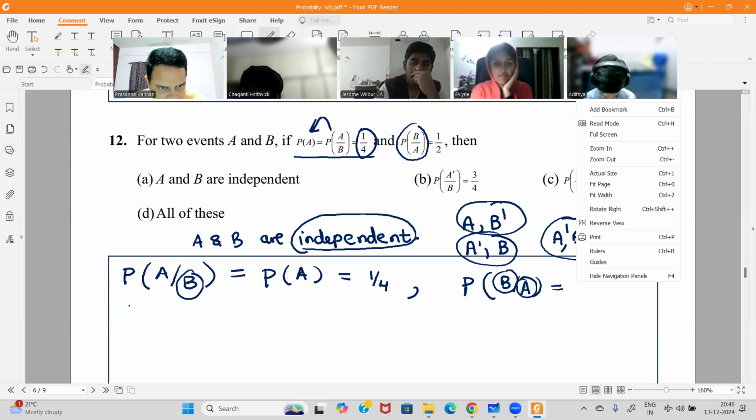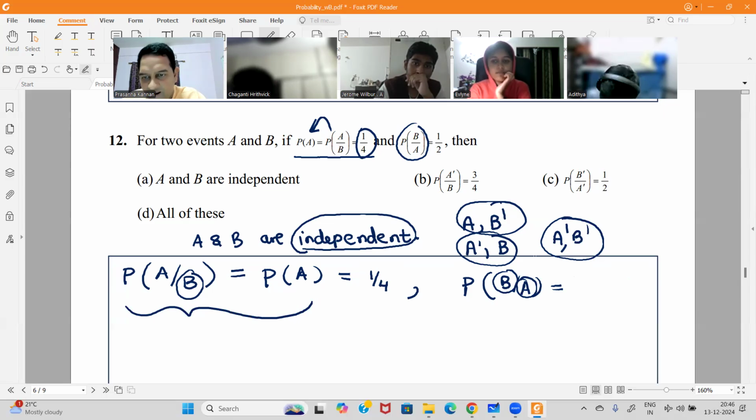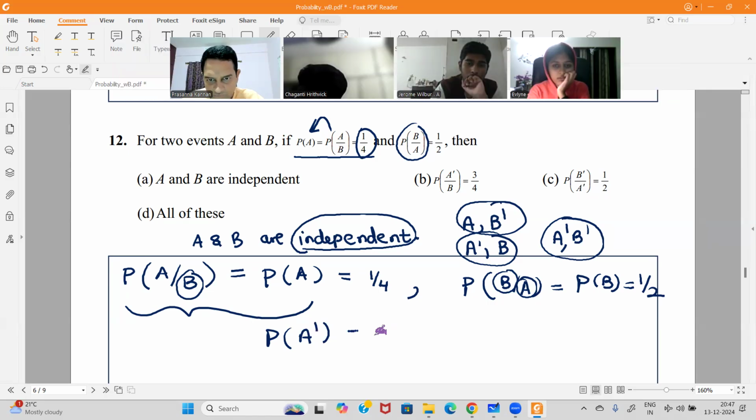Like here, P of A given B was what? P of B, sir. Very good. This will be P of B itself. And that value is given to be 1 by 2. Correct? Now, can you tell me what is P of A bar? Having known what is P of A, what is P of A bar? 3 by 4. Very good. Can you tell me P of B bar?